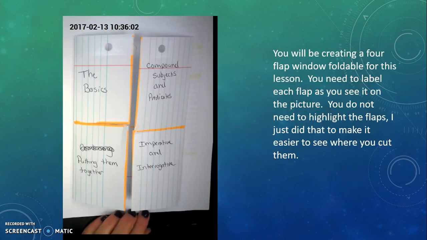We're going to start with the basics. So you're going to do a 4-flap window foldable. You need to label each flap the way you see it in the picture. We've got the basics, compound subjects and predicates, putting them together, and imperative and interrogative. It almost sounds like Jeopardy, doesn't it? And the notes that we're taking on the inside are just the examples. That's all I expect you to write today because the basics are pretty easy. You guys will get it fairly quickly.